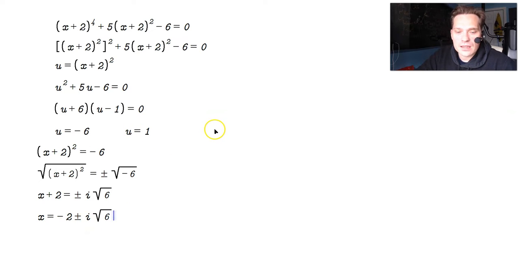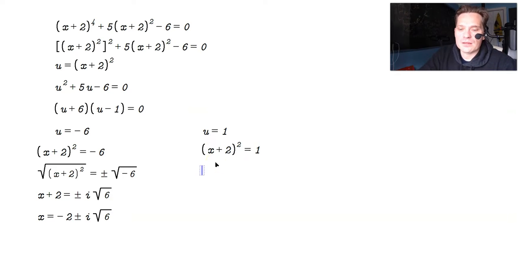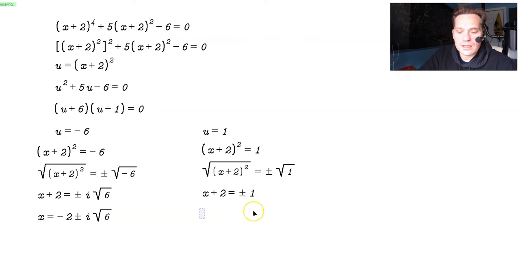Now you just have to handle the other case where u is equal to positive 1. So let's do that off to the side a little bit here. Again, replace u with x + 2 squared equals 1. Take square roots. x + 2 equals plus or minus the root of 1. On the left side, they cancel, so you have x + 2 equals plus or minus 1. And then you have x equals negative 2 plus or minus 1. Separate this into two separate answers, right?